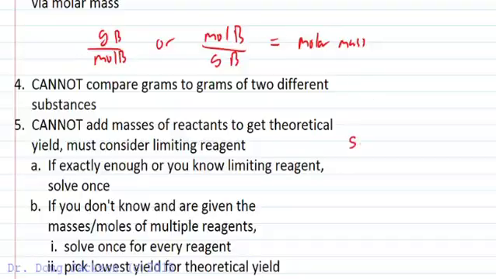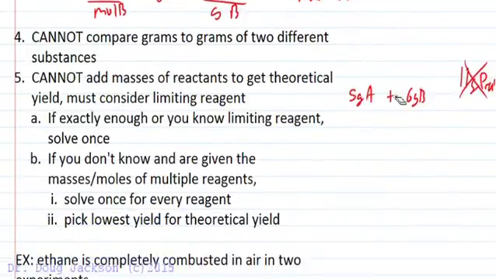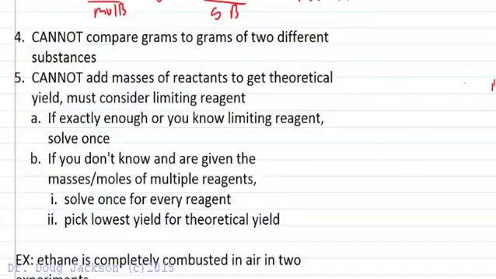reagent. So if I'm given 5 grams of A and 6 grams of B, that does not mean I'm going to get 11 grams of product. Okay, that does not happen. We have to know which reagent is limiting. That is illegal for us to do. We have to solve it using stoichiometry.